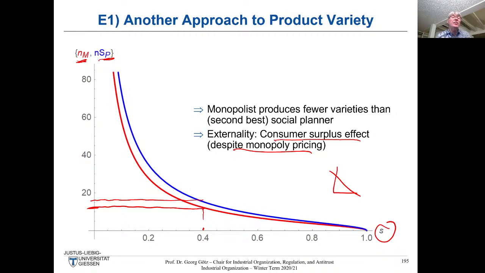Because that increases aggregate demand. But of course, this effect is not as strong as it is for the social planner, because you just sell a few more units, you get another monopoly profit, but you cannot extract the consumer surplus. That's why you get under-provision here. So you see, it really depends on which world you are in, whether you have an under- or an over-provision of product variety by a monopolist.